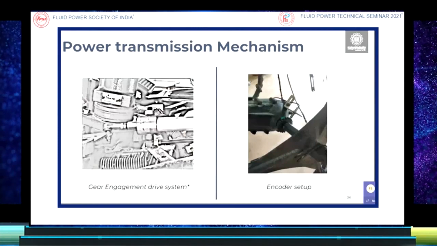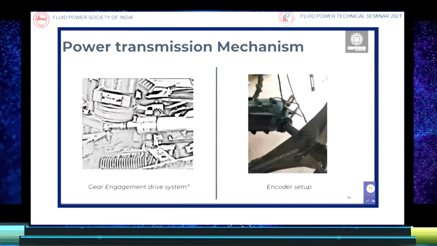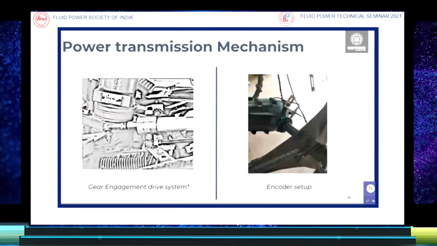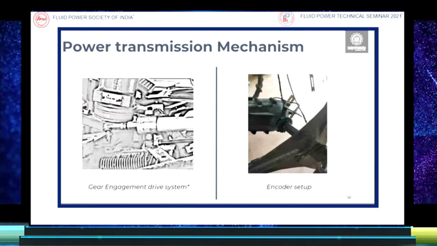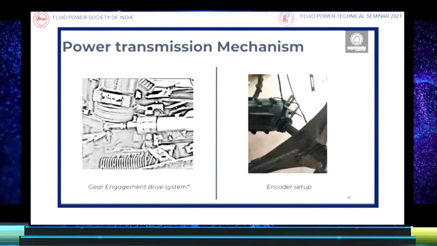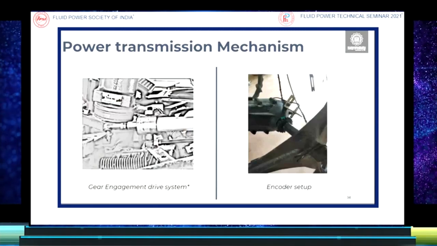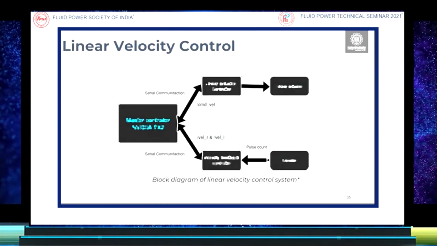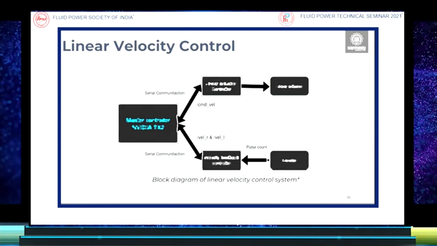And this is the power transmission mechanism for a straight line drive. Since we are going for a patent, I am masking some of the content. So we have the encoder setup. I know it may look funny, but it is completely covered. For the demonstration purpose, we have removed all the casing and other things. All the casings are IP65 standard casings, so that we can prevent mud and other things. Again, linear velocity control, and again I am masking these things for the patent content.